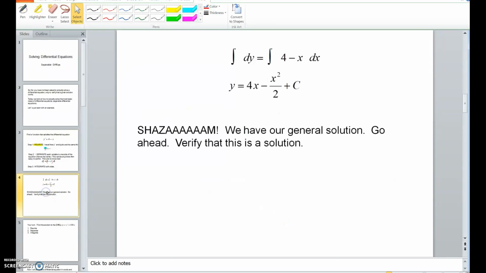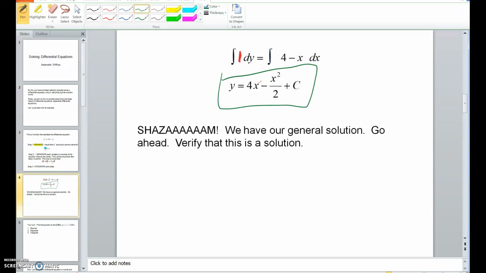So I did the integration on the next slide. On the left-hand side, we're basically integrating 1 dy. And then on the right-hand side, we are integrating 4 minus x. When you integrate 1 dy, you get y. And then when you integrate 4 minus x, you get 4x minus x squared over 2 plus c. And that's it. That is the general solution to this differential equation.